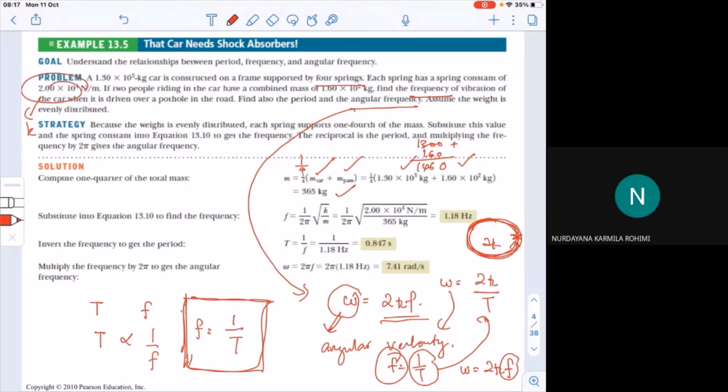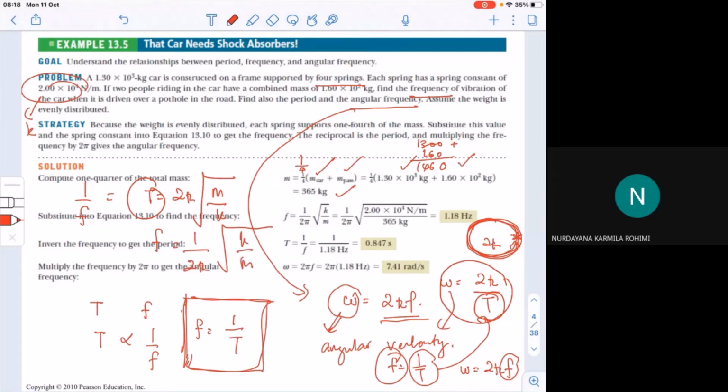So from omega equals 2 pi over T, we can derive some equations. If you remember, the period T is equivalent to 2 pi times the square root of m over k. In this case we want to find the frequency. The period is equivalent to 1 over f, so f is equivalent to 1 over 2 pi times the square root of k over m, and from this you get 1.18 hertz.